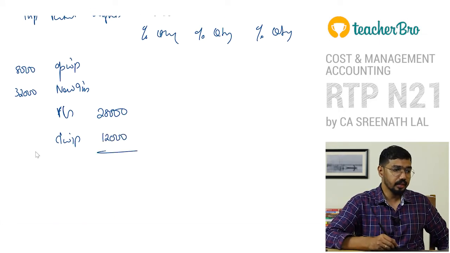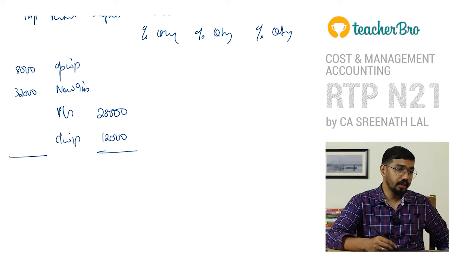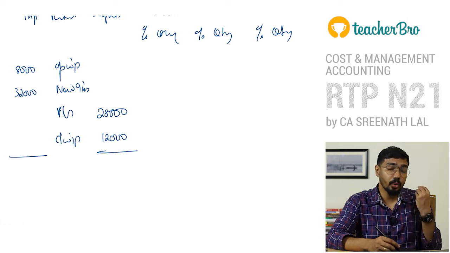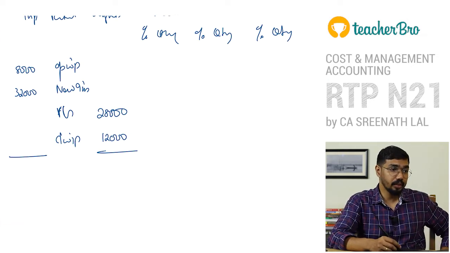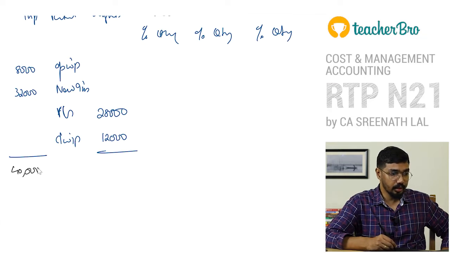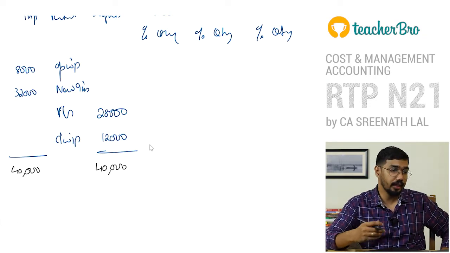See, from here itself I know that there is no abnormal loss or abnormal gain. There is nothing abnormal. There is no normal loss also. Even there is no normal loss. Why? Because when we add the totals, it matches 40,000 input and 40,000 output. So there is no loss and there is no gain.